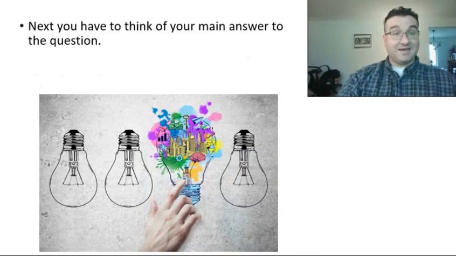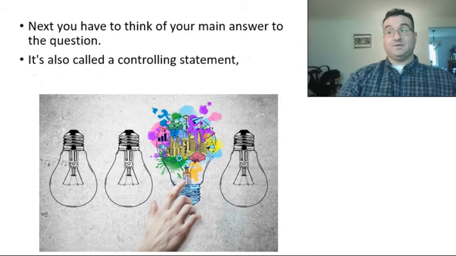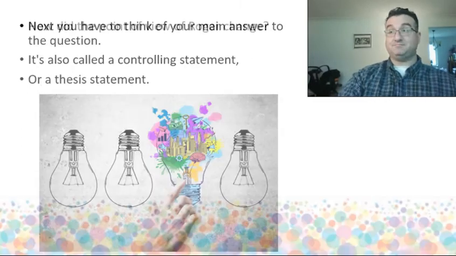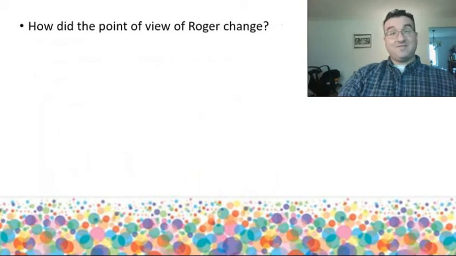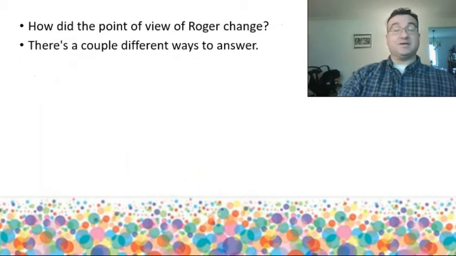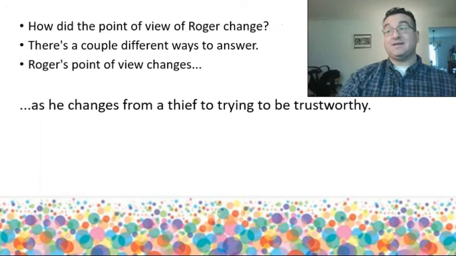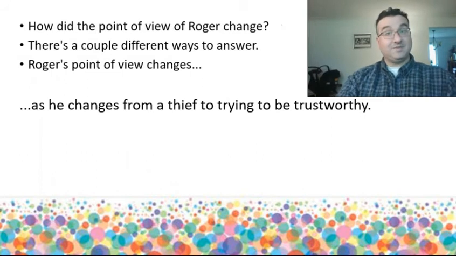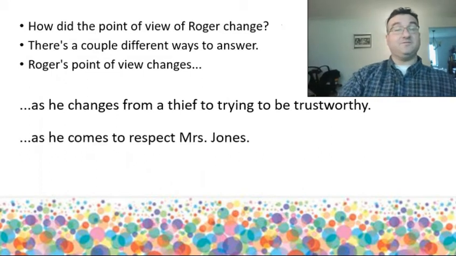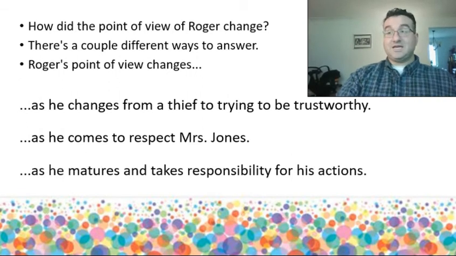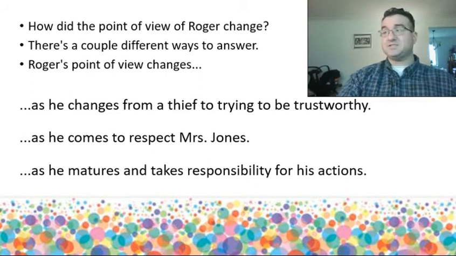Next, you have to think of your main answer to the question. It's also called a controlling statement or a thesis statement. This is going to be, how does Roger's point of view change? So given that, we can answer in a couple of different ways. We could say Roger's point of view changes as he changes from a thief to trying to be trustworthy. We could say that his point of view changes as he comes to respect Mrs. Jones. We could say his point of view changes as he matures and takes responsibility for his actions.